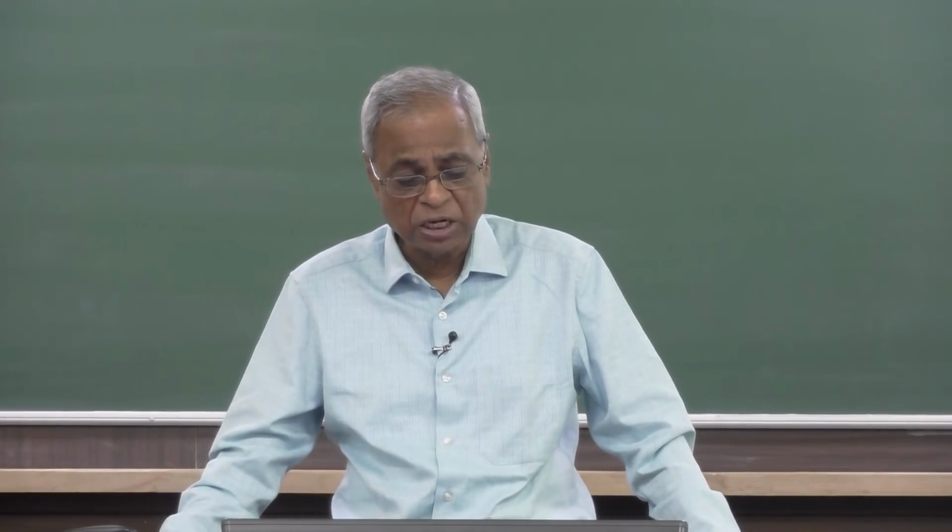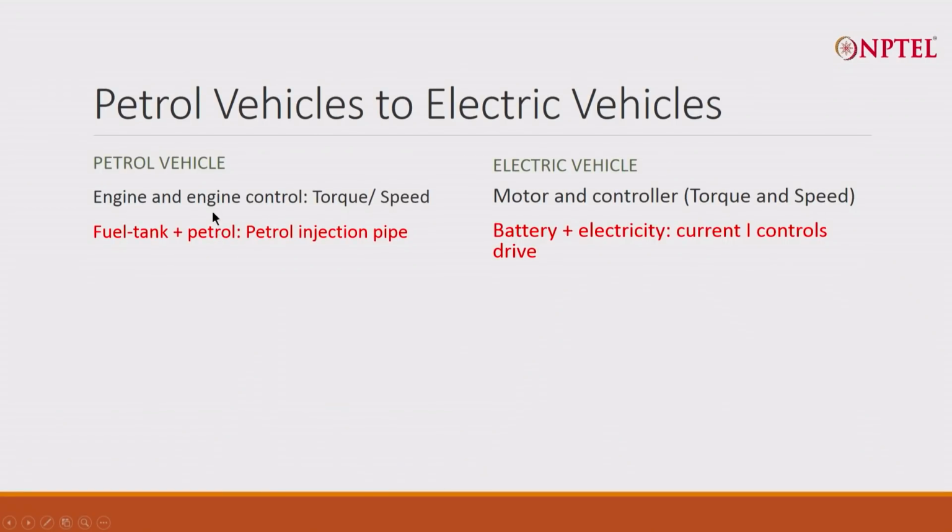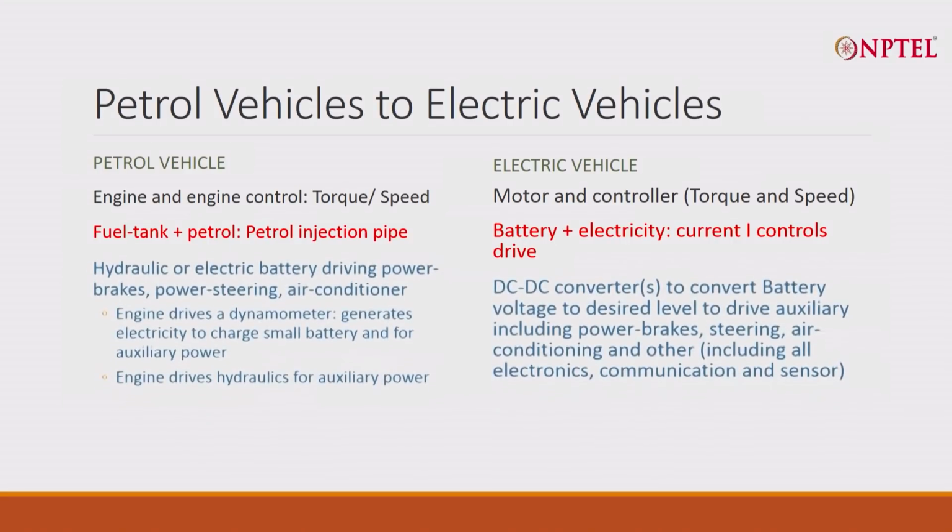But of course, the major energy that is used in a petrol vehicle is petrol or diesel, whereas here it is electricity. And in a petrol vehicle, the petrol injection pipe is controlled by the fuel tank and petrol, and more or less petrol is taken and goes to the engine. In this case, what you will control is current, more current or less current you will draw. If you are accelerating, you will draw more current. If you are climbing up, you will draw more current. If you are not, you will draw less current. So, current control becomes very important, this controls the drive. So, this is the difference between a petrol vehicle and an electric vehicle.